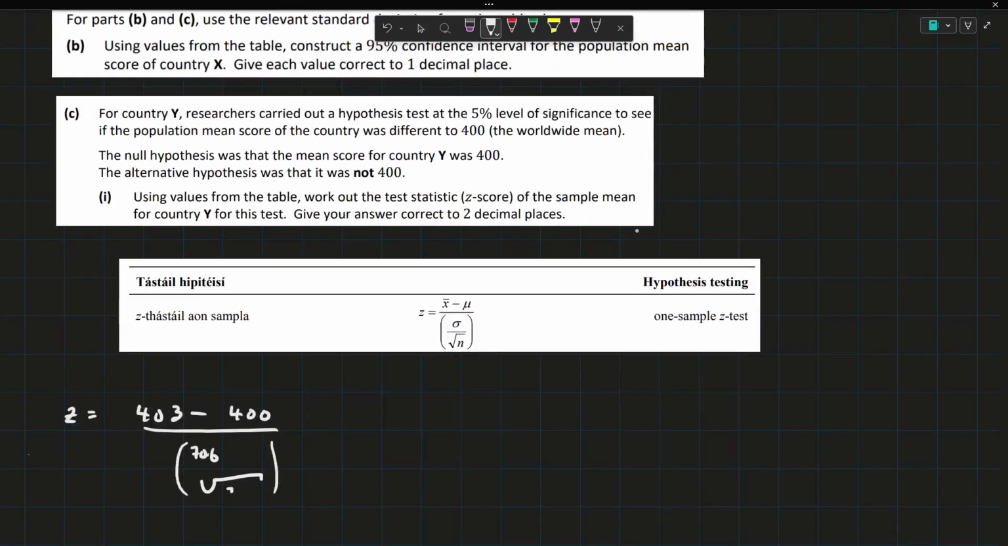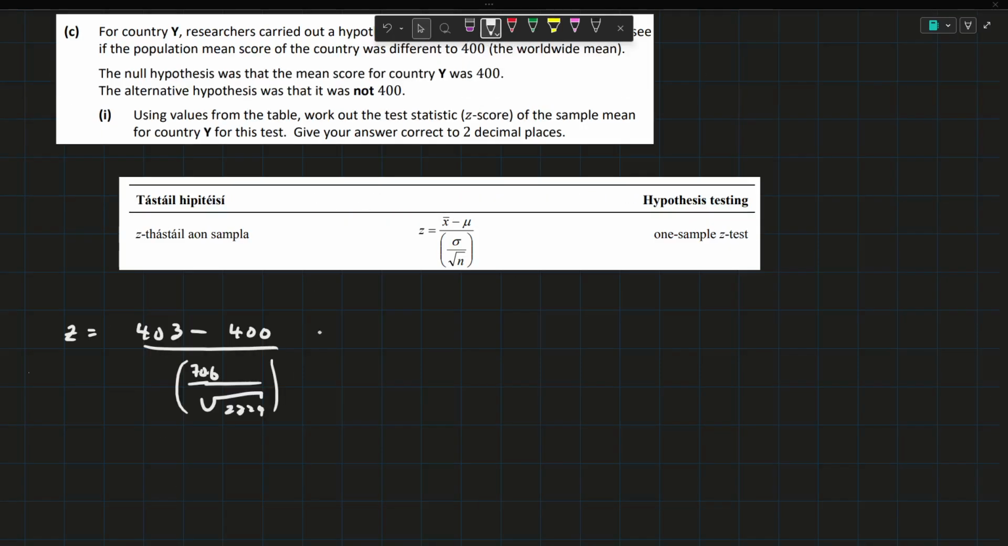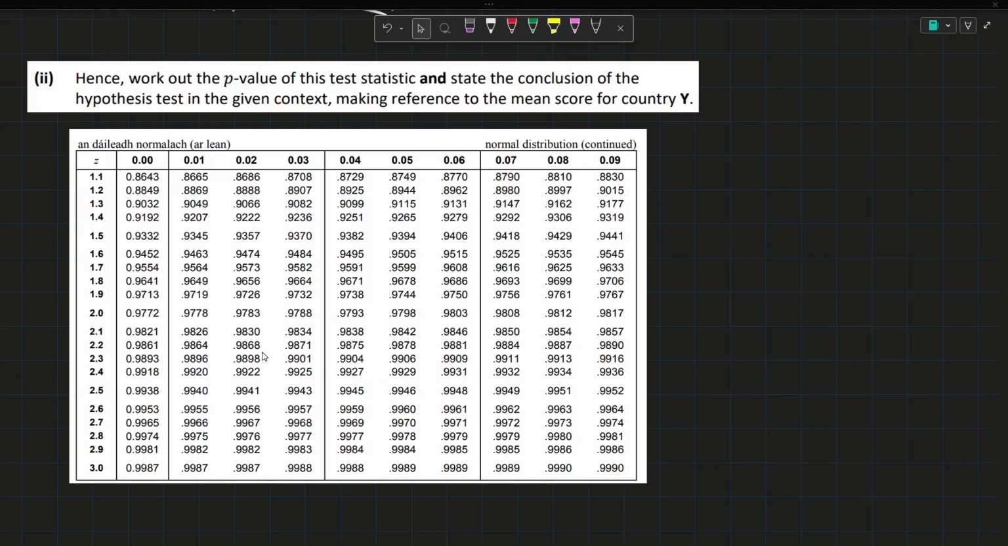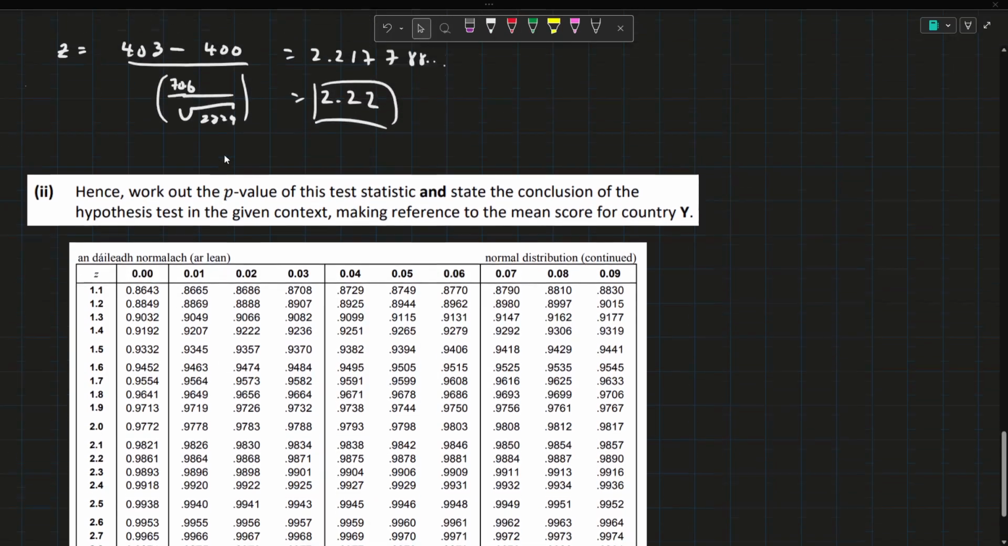So over the square root of 2724, and then we can just put that into your calculator, and you get approximately 2.217788..., and then to 2 decimal places, we'll have 2.22 as our answer. Then we're told to work out the p-value.